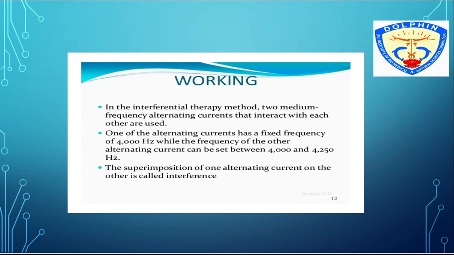Next is the working of the interferential therapy. In the interferential therapy method, the 2 medium frequency alternating currents, as I have discussed, interact with the tissue. For example, we are taking 4000 Hertz frequency, or we are taking 4250 or 4950 Hertz frequency, and the superimposition of one alternating current on the other is called interference. That's why we are calling it interferential therapy, because both currents are interfering with each other. The medium frequency currents are interfering.